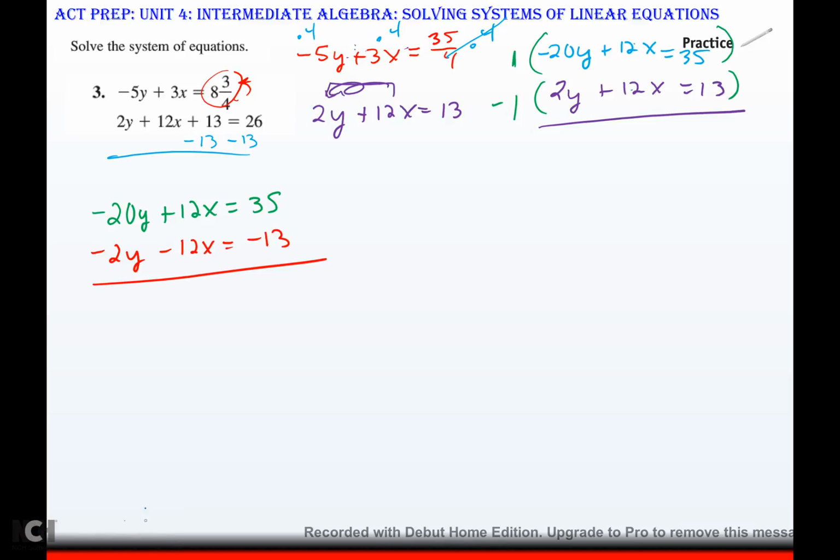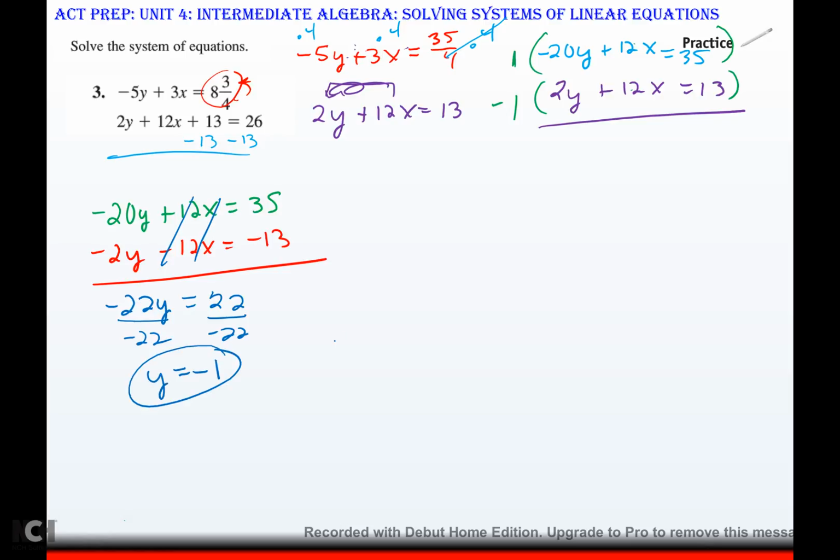Now, when I combine like terms, my x's cancel. I have negative 22y equals 35 minus 13, which is going to be 22. Divide by negative 22, and I get y equals negative 1.